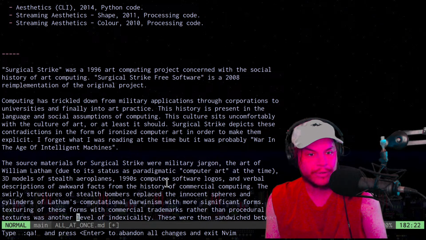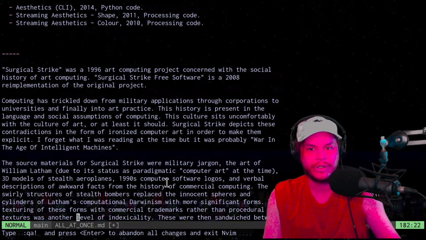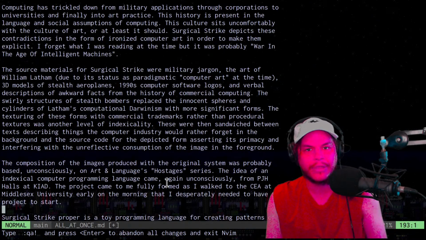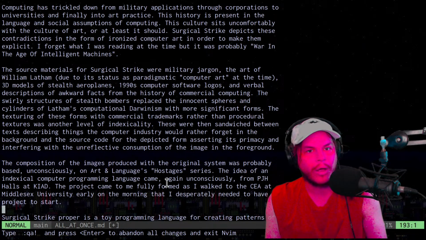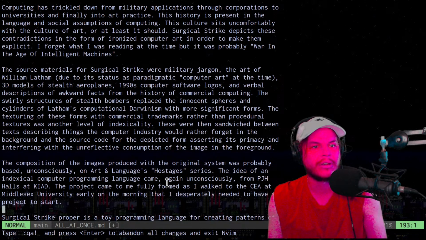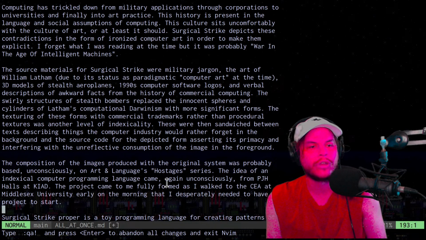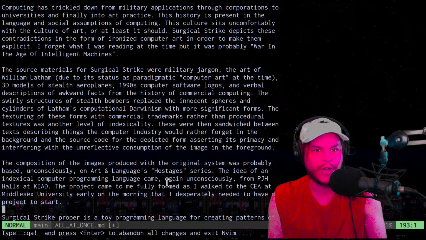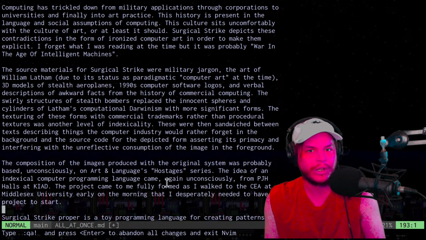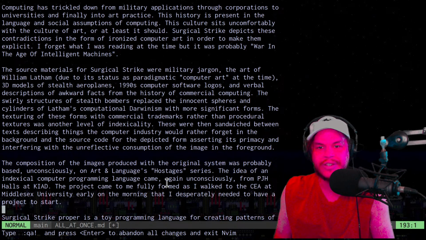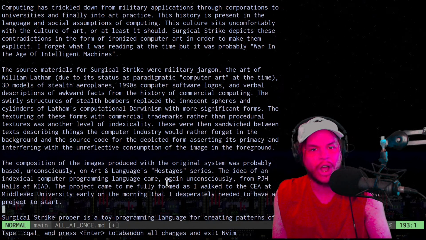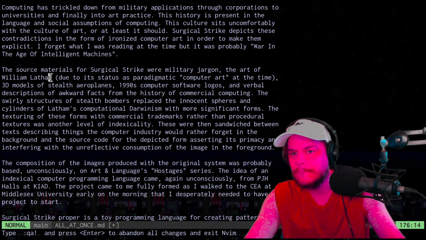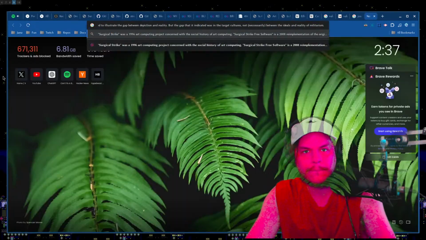I forgot what I was reading at the time, but it was probably something like War in the Age of Intelligent Machines. The source material for Surgical Strike were military jargon, the art of William Latham, due to its status as paradigmatic computer art at the time, 3D models of stealth aeroplanes, 1990s computer software logos, and verbal descriptions of awkward facts from the history of commercial computing. The swirly structures of the stealth bombers replaced with the innocent spheres and cylinders of Latham's computational Darwinism with more significant forms. Oops.